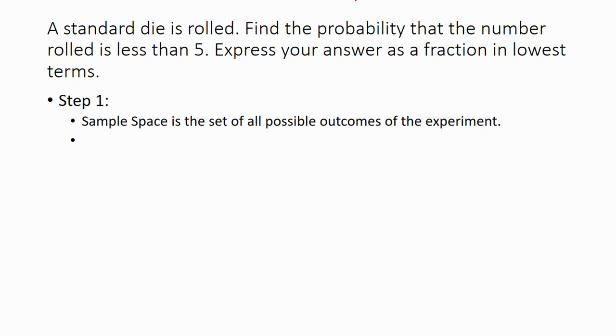So with our example here, a standard die is rolled. Find the probability that the number rolled is less than 5. First of all, remember I said the first thing we had to do is find sample space. And sample space is the set of all possible outcomes in the experiment. Now, what exactly is our experiment here? Our experiment is the actual action that we're doing. So in our case here, we're rolling a die.